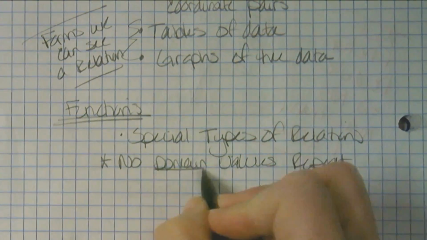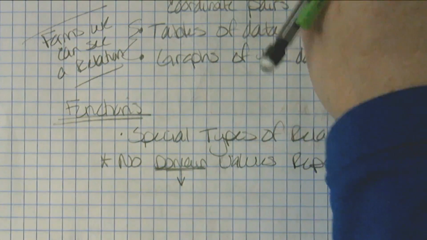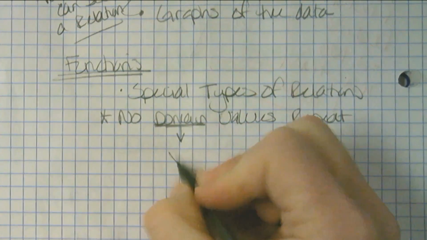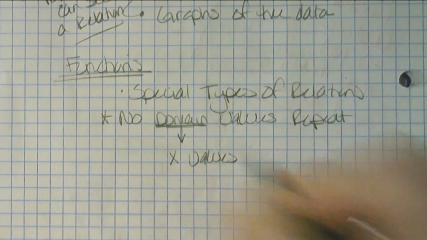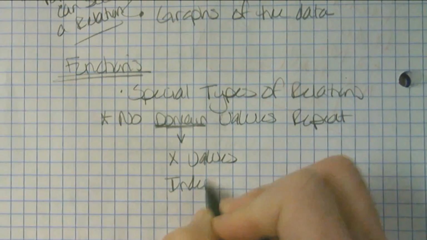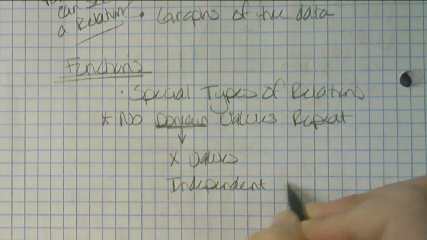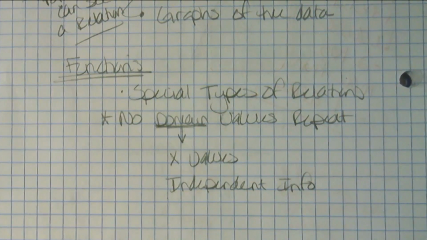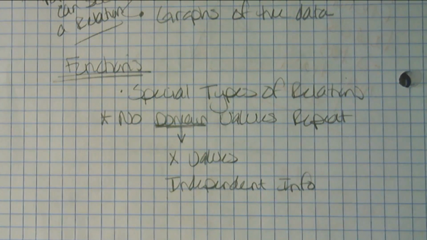If you remember what domain is, domain is your x values. We usually use x and y, but they're also your independent information when we talk about actual information. That's your domain. So that's a little bit of a review from Friday. So now what we're going to do is start dealing with functions.